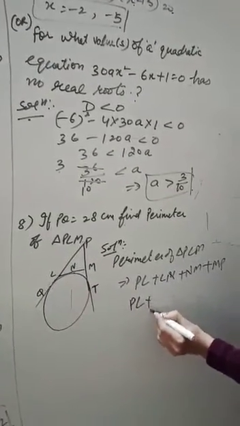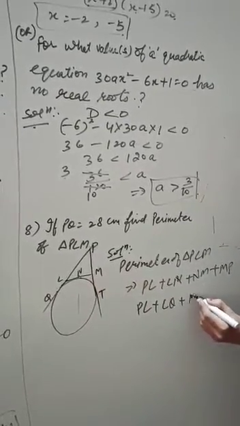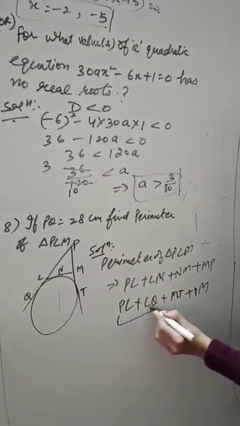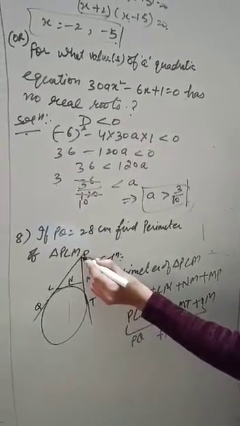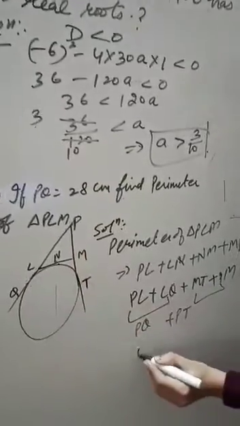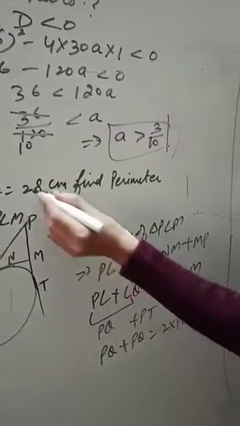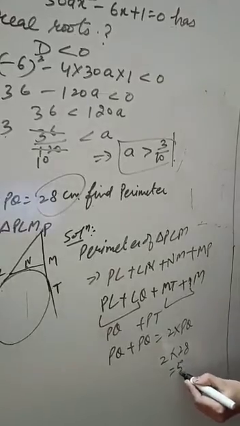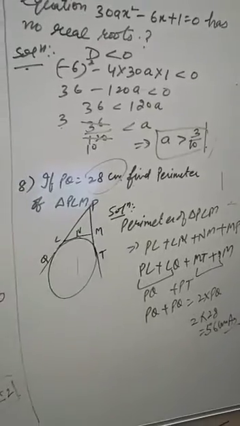So we will write here PL plus LQ. In place of NM, I am writing MT, plus PM as it is. So these two combinations are PQ and these two combinations are PT. We know that from the exterior point these two tangents are equal. So it will be equal to PQ plus PQ, which implies 2 times PQ, and the PQ value given is 28. So 2 times 28 makes 56 centimeter, and this is the answer of the question. Okay, so let us move to the next question.